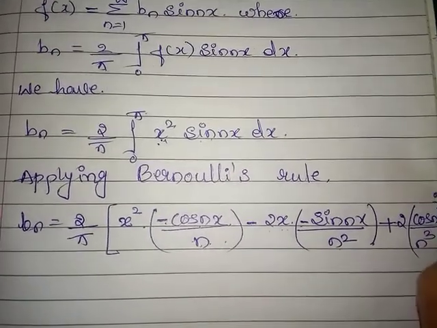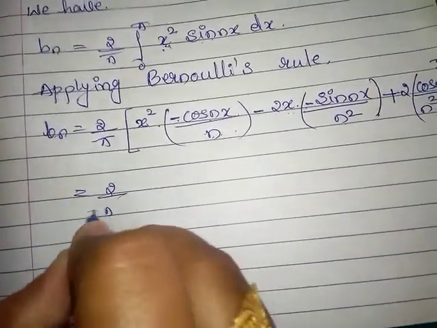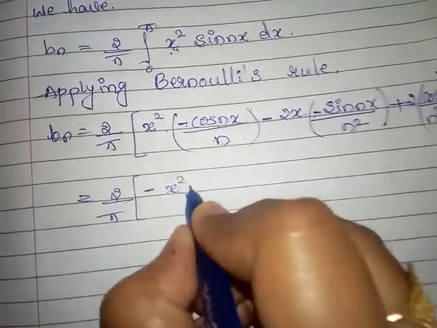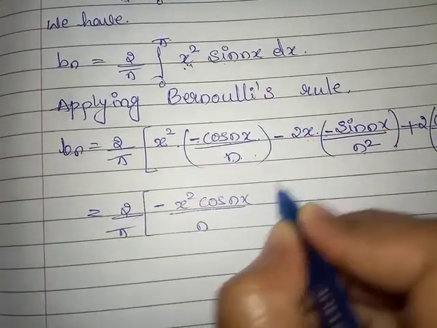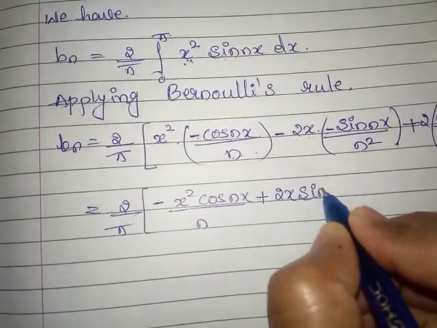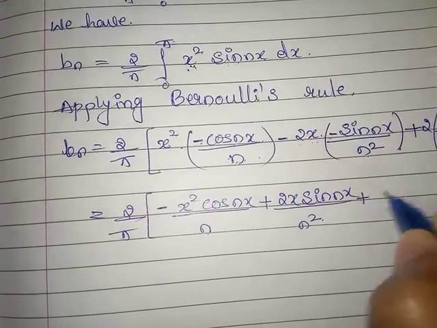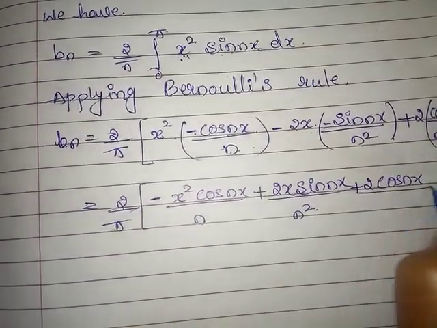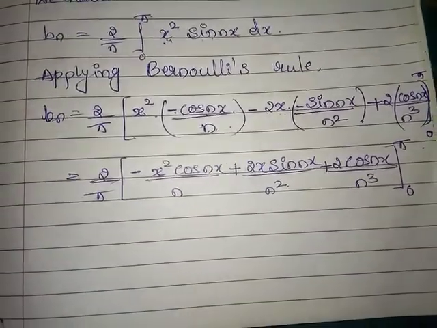Limits from 0 to pi, which is equal to 2 by pi, minus x square cos nx divided by n, minus into minus, plus 2x into sin nx divided by n square, plus 2 into cos nx divided by n cube. Limits from 0 to pi.